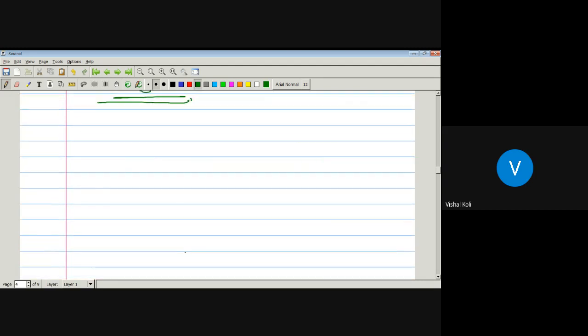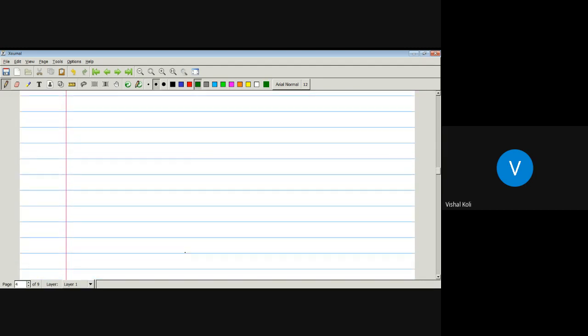Okay, now the next concept is nothing but the lattice as an algebraic system. What is an algebraic system?